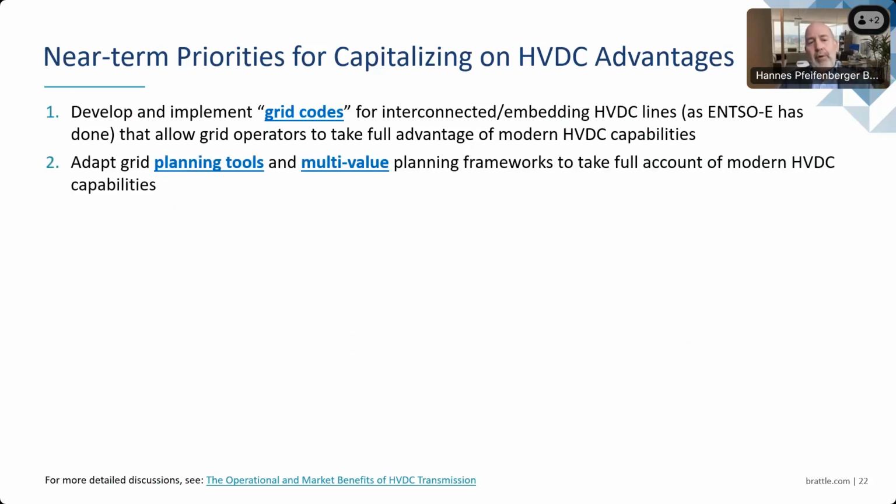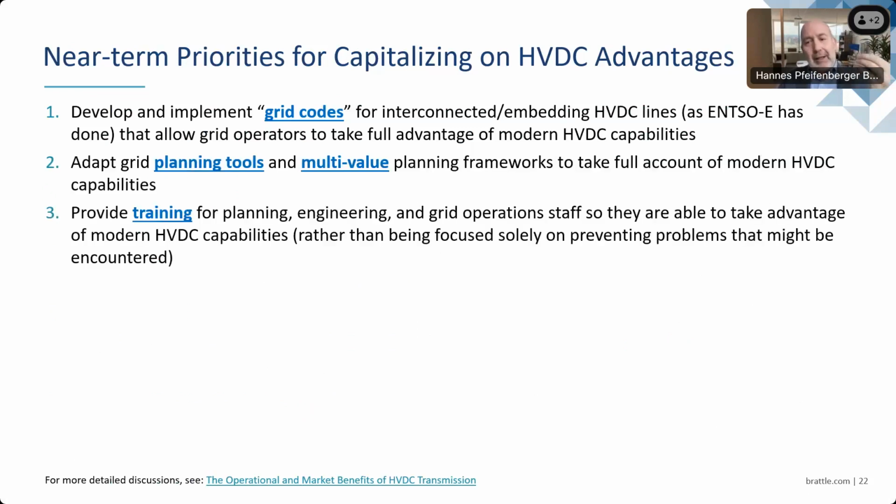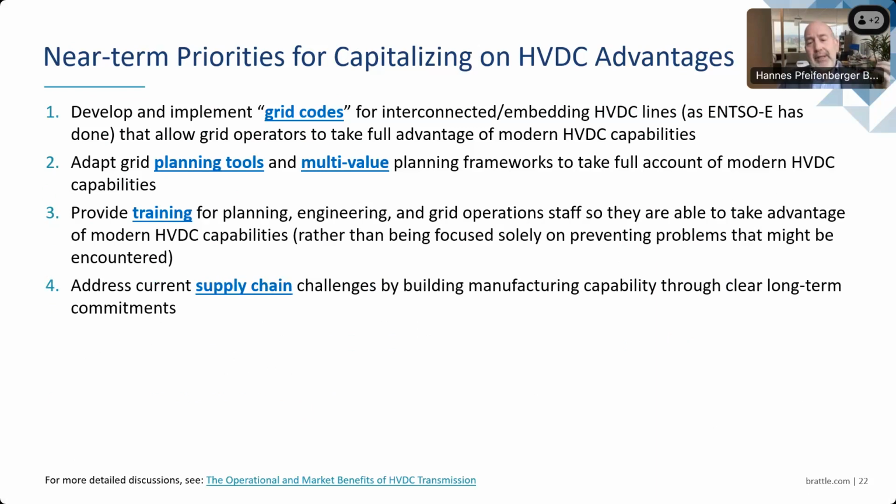We need to improve our planning tools. There's a lot of training that needs to happen at every level. Supply chain challenges are still problematic. European grid operators have committed to tens of billions of dollars in HVDC equipment orders. So if you were to order HVDC equipment today, you probably wouldn't get delivery until the early 2030s.